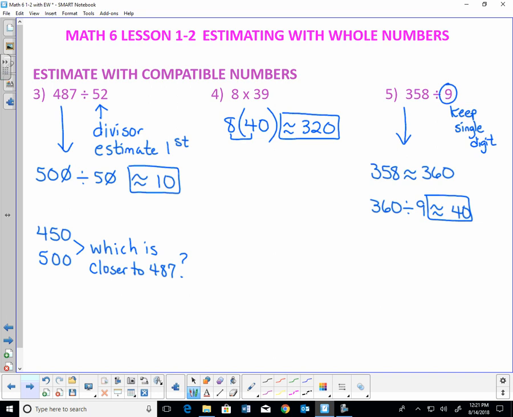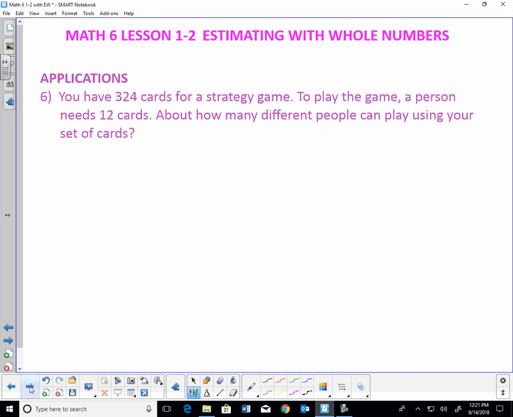Let's look at some applications, aka word problems. You have 324 cards for a strategy game. To play the game, a person needs 12 cards. About how many different people can play using your set of cards? So in other words, you need to know what's the greatest number of people that can play your game so that you have enough cards so they can actually play and have fun.